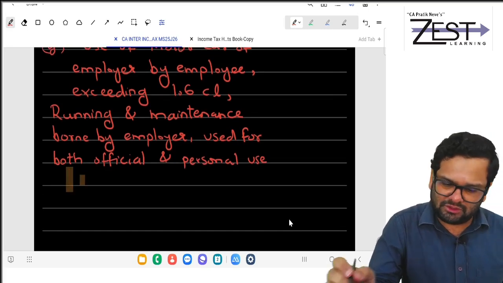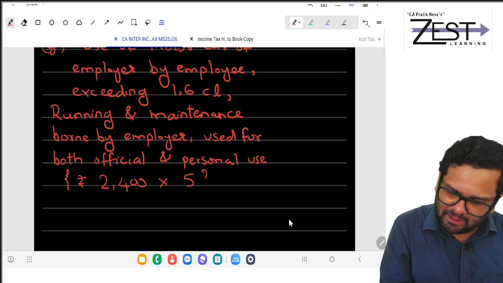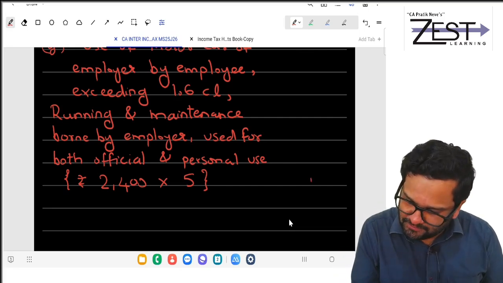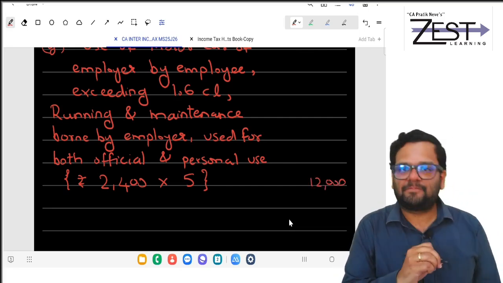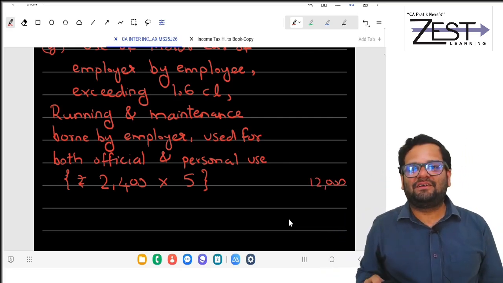So it is 2,400. But this happens for how many months? In given case, it is happening only for 5 months. Take 12,000. Now tell me what happens. Anything else pending?